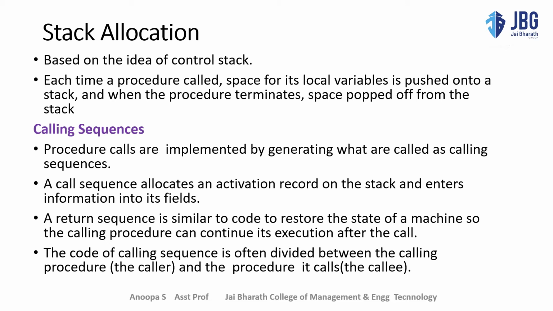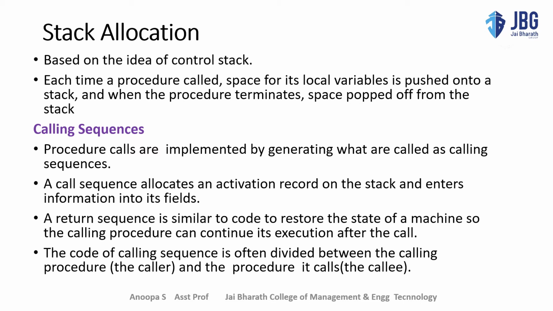The next is stack allocation, based on the idea of a control stack, which we had discussed in the previous tutorial. We know that at the beginning the root or main function will be pushed onto the stack. Then as and when procedures are called, their activation records will be pushed onto the stack. So each time a procedure is called, space for its local variables is pushed onto the stack, and when the procedure terminates, the space is popped off of the stack.